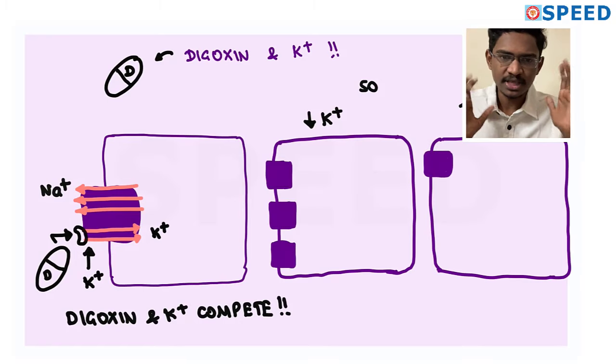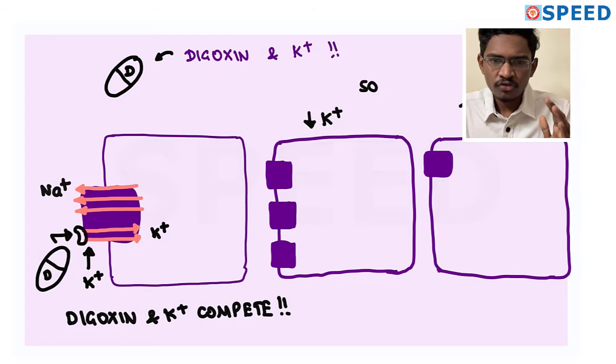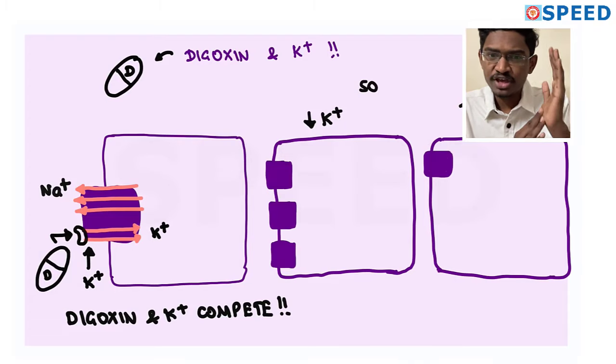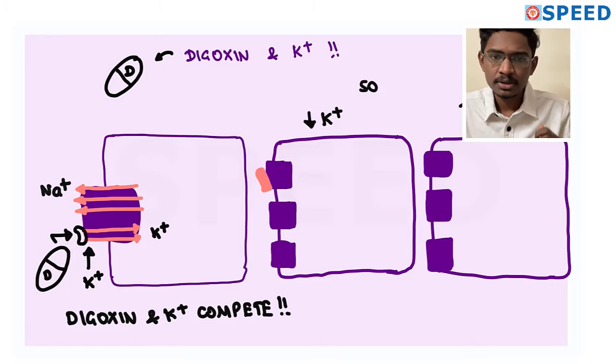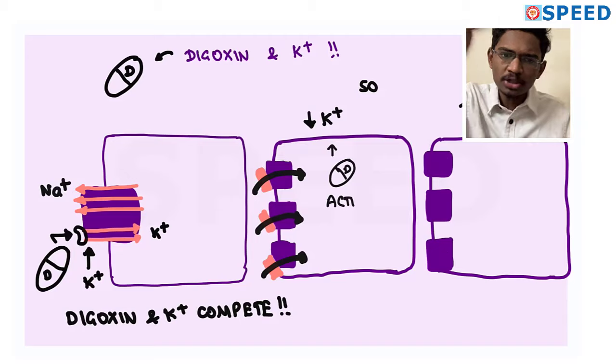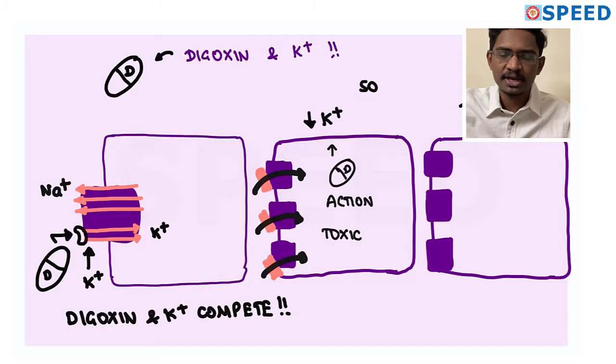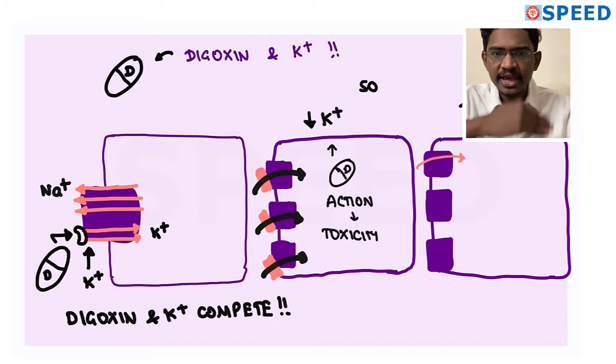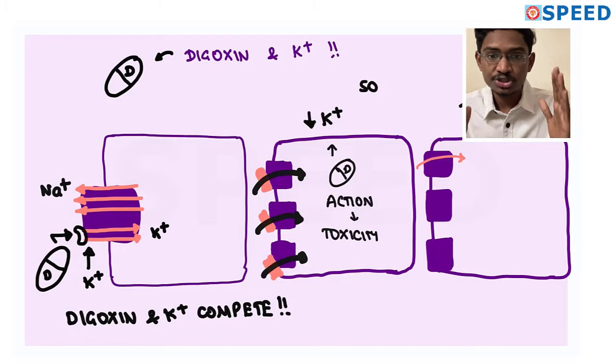So just think now, in case of hypokalemia and hyperkalemia, what will happen? If potassium levels are very low, what will happen? No competition from potassium, digoxin will occupy all the sites of sodium potassium ATPase. Digoxin will load calcium into the heart, causing digoxin toxicity.